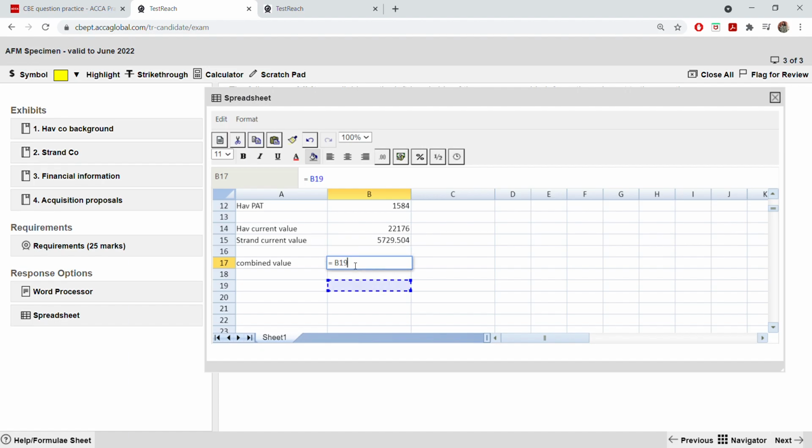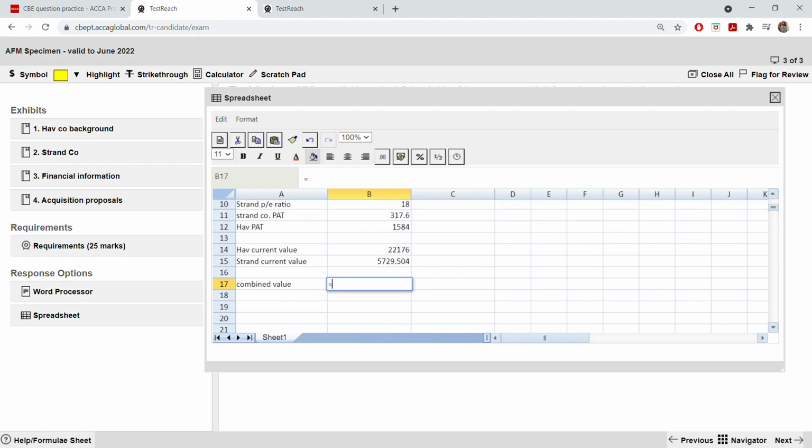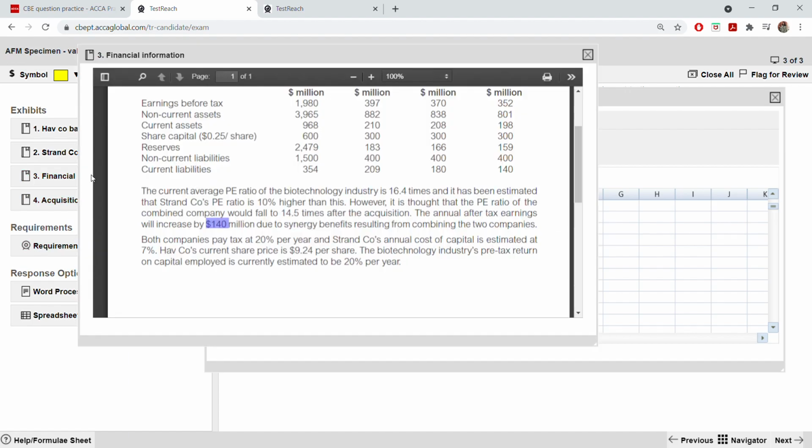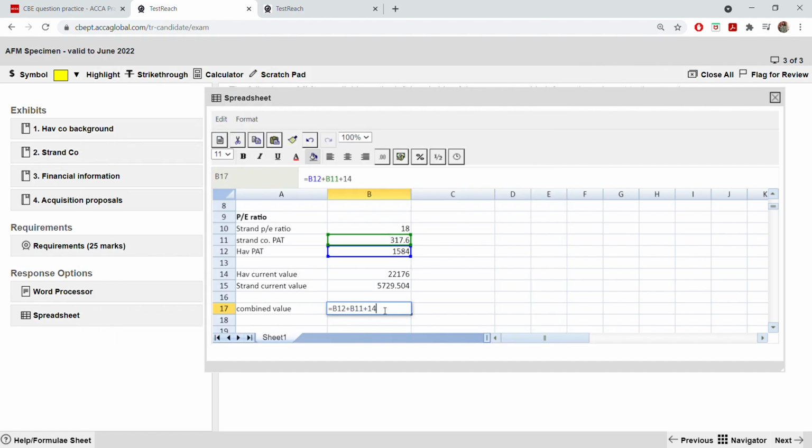That is the combined company's value. So do we have both companies' profit after tax? Yes, we have. Add the HAF company's profit after tax. With this, add the Strength company's profit after tax also. With this, add the synergies also. Where's the synergy? 140. Now keep this in brackets. Multiply by the combined company's PE ratio, which is 14.5. You simply cannot add the two companies. If you see, it will be greater than the addition of these two companies, which is 29603.2.